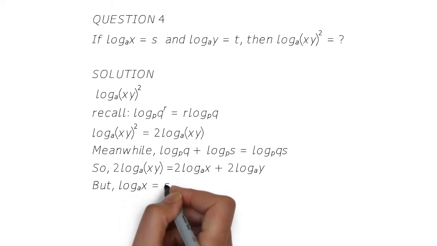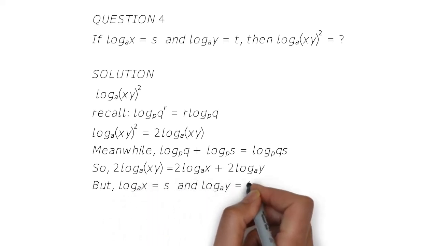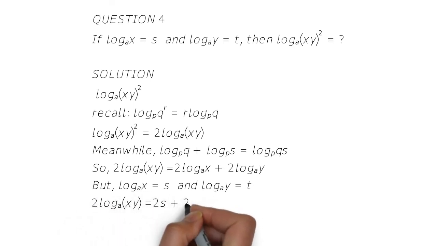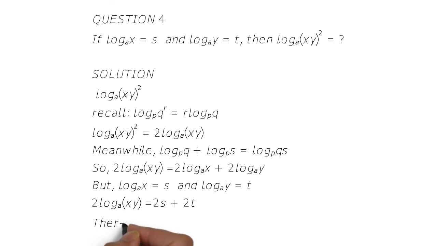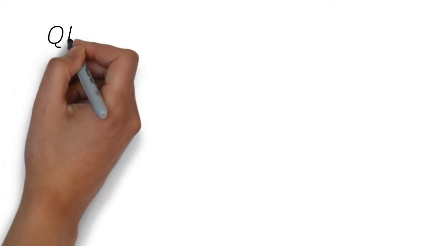But we were already given that log x to base a is s and log y to base a is t. So we just need to replace the expression with s and t. So that will be 2s plus 2t. Therefore, our value of log xy squared to base a equals 2 brackets s plus t. You can see it's an interesting problem, not difficult. The key thing here is that you start from what you are required to evaluate.